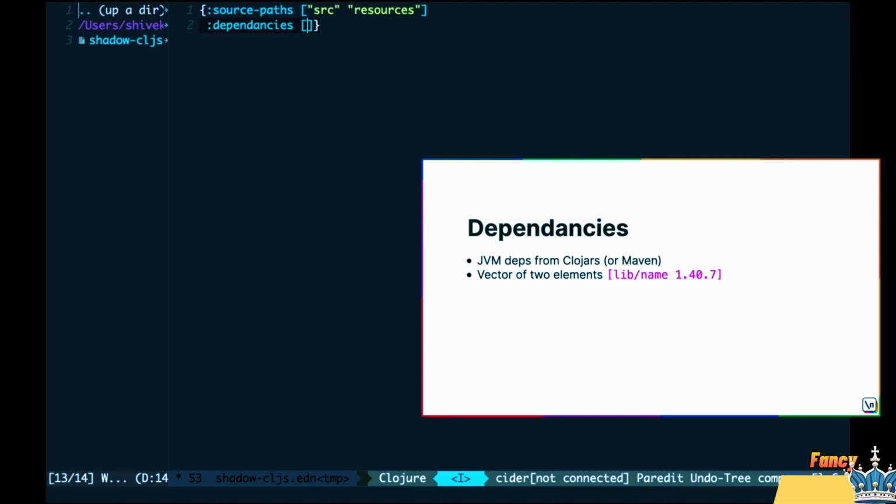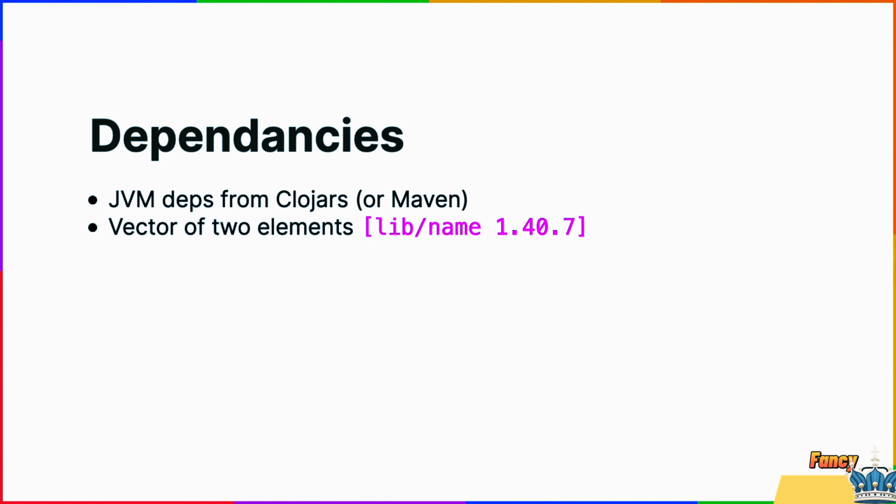Since we don't have any external library for our first project, the value is an empty vector. In case we had some dependencies, each element of the vector would be a two-element vector, where the first element is the name of the package and the second element is the version number.